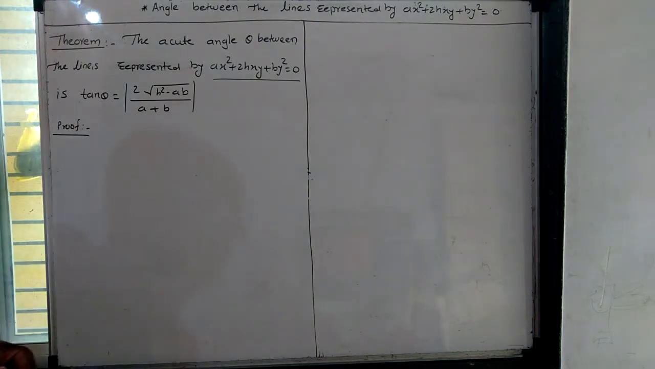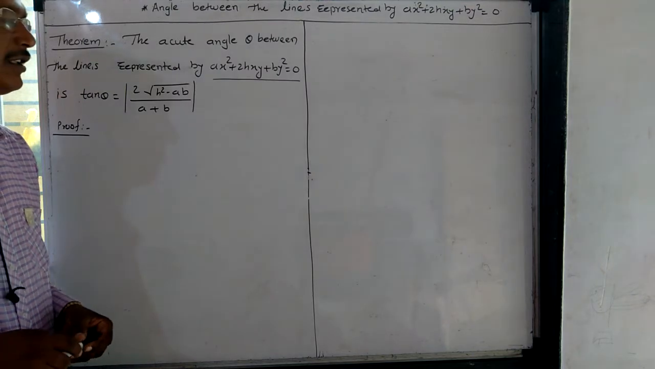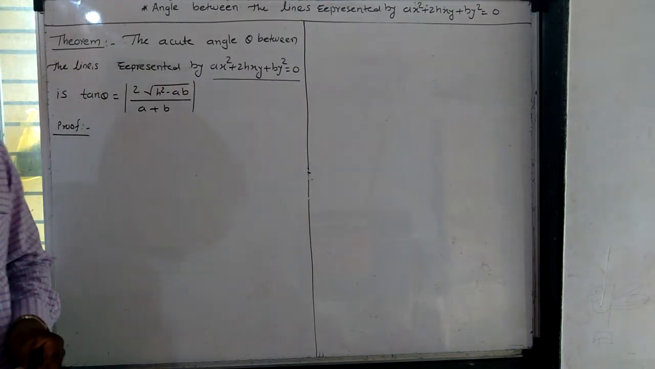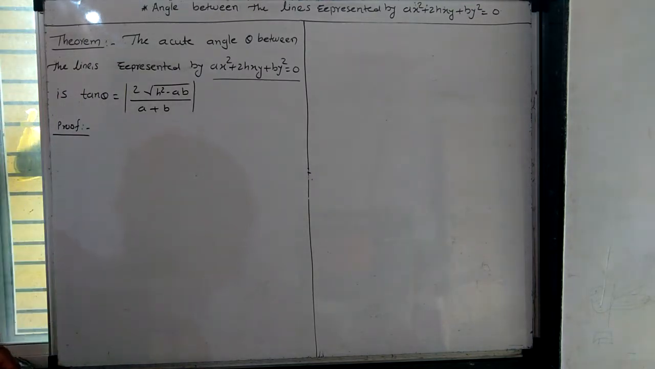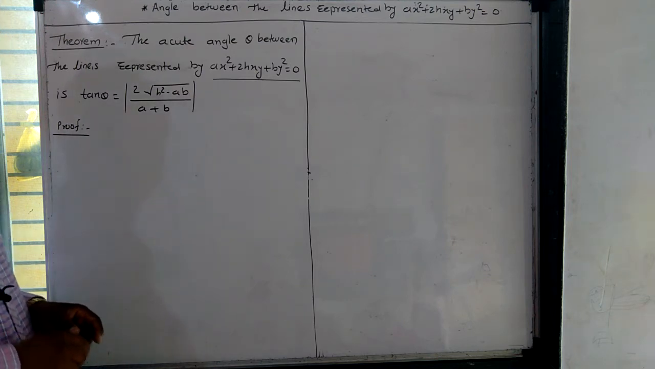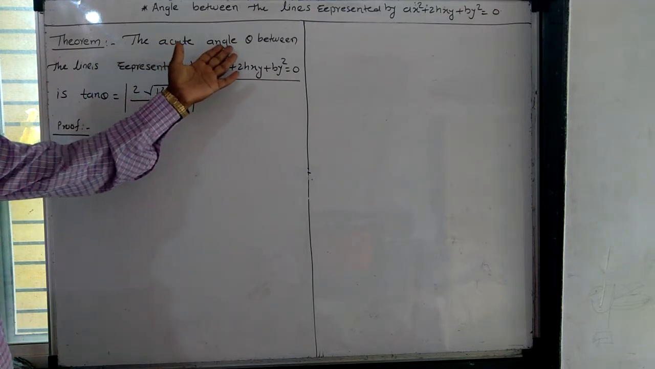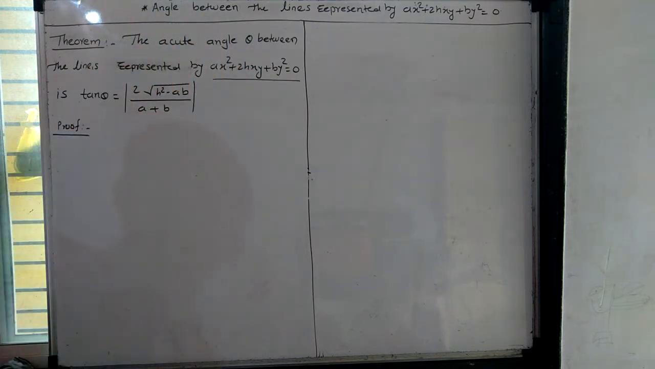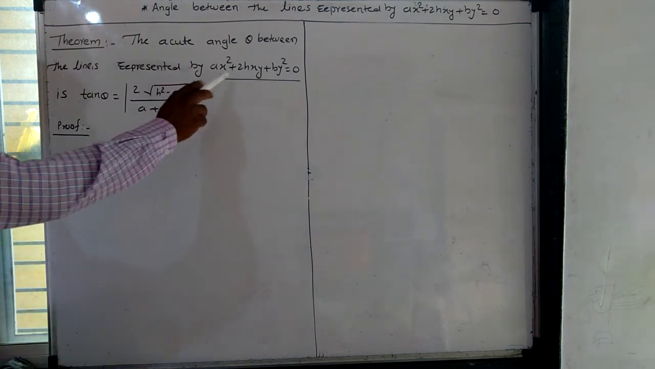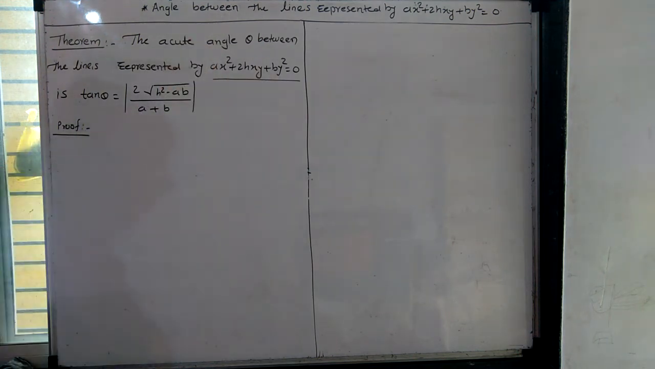Now today we are going to start the last point of the chapter, that is the angle between the lines represented by ax square plus 2hxy plus by square is equal to 0. There is a theorem related to this point: the acute angle theta between the lines represented by ax square plus 2hxy plus by square is equal to 0 is tan theta is equal to 2 root of h square minus ab divided by a plus b.